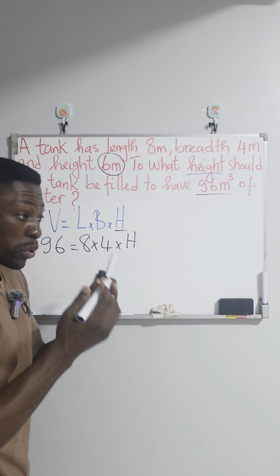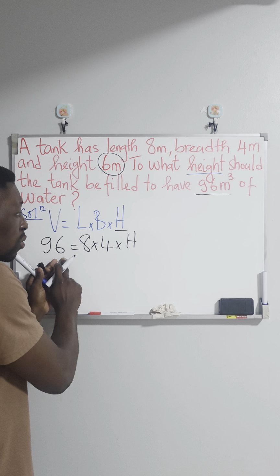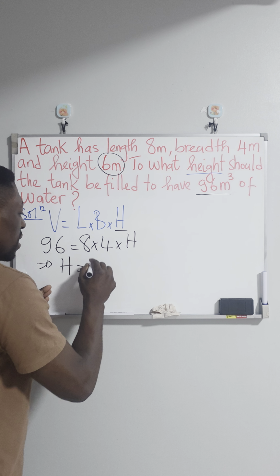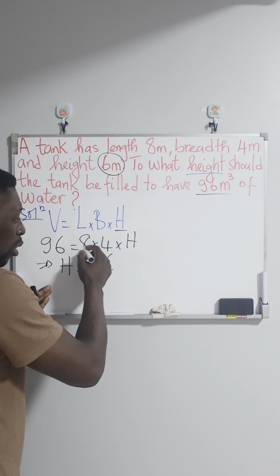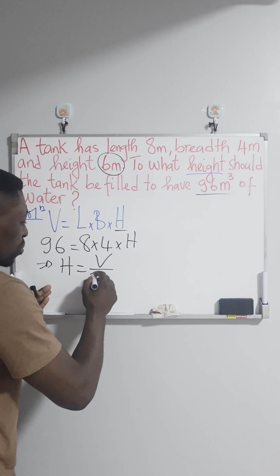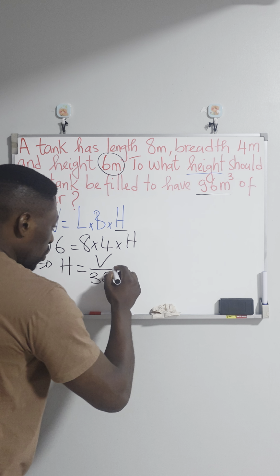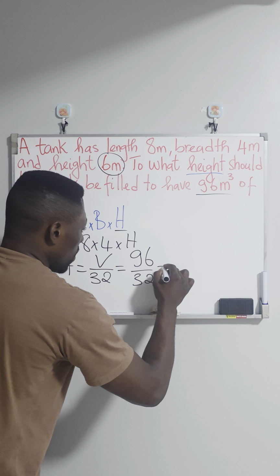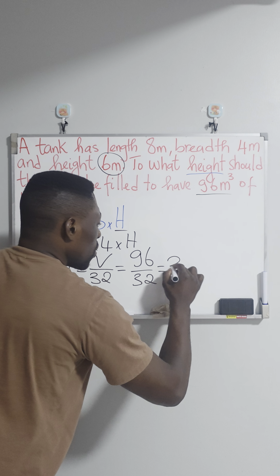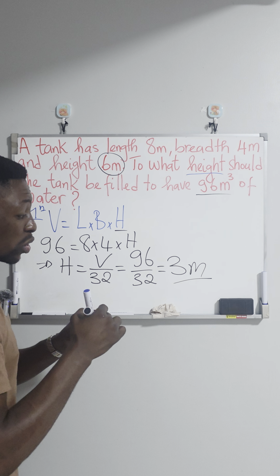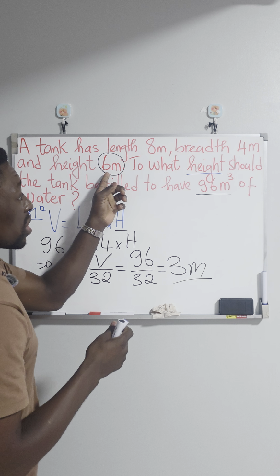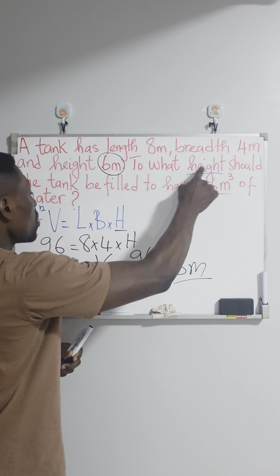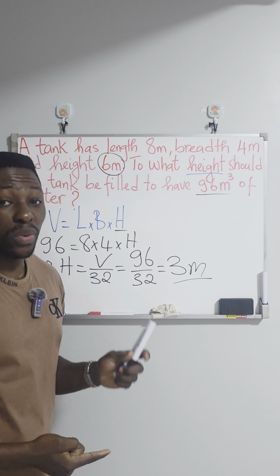You have been taught, or you should know by now, that if you have the volume, the length and the breadth, to find the height, we simply divide the volume by the base area, which we obtain by length times width, which in this case will be 32 meters square. And if you do this well, we should have 96 divided by 32. If well done, we should have 3 meters. Okay, so just as we suspected, 6 meters is not the height that corresponds to this volume. To obtain a volume of 96 meters cube, we should fill the tank just to 3 meters.